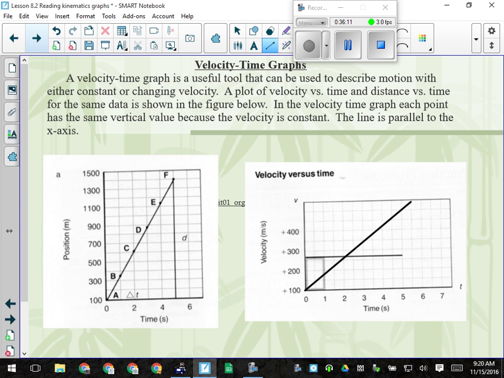So next kind of graph, velocity versus time graphs. Velocity versus time graphs will show us the same movement that a position versus time graph shows, but show it from a different point of view. These two graphs, the one on the left here is a position versus time graph, and the one on the right is a velocity versus time graph. Okay, they are showing the same movement.